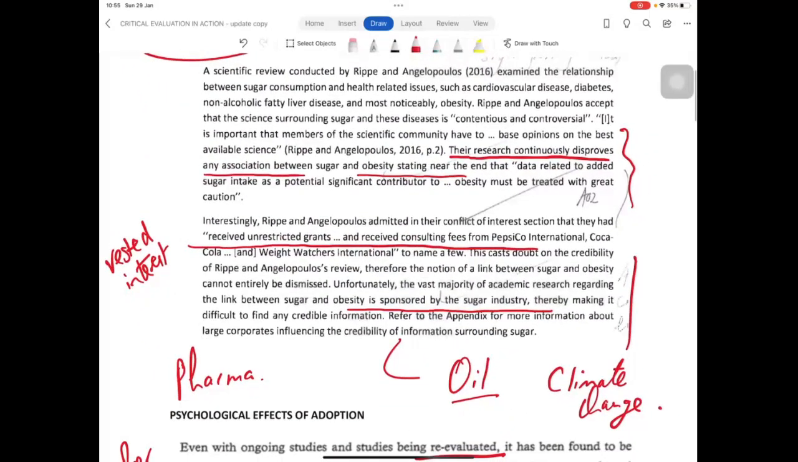We see that this particular student looks at Rip and Angelopoulos, difficult to pronounce, 2016, with the page number there, so very well referenced. And he says, their research continuously disproves any association between sugar and obesity, stating that data related to added sugar intake as a potential significant contributor to obesity must be treated with great caution. So the findings from this study are very clear. There is no link between sugar and obesity. Does sound very suspicious, doesn't it?